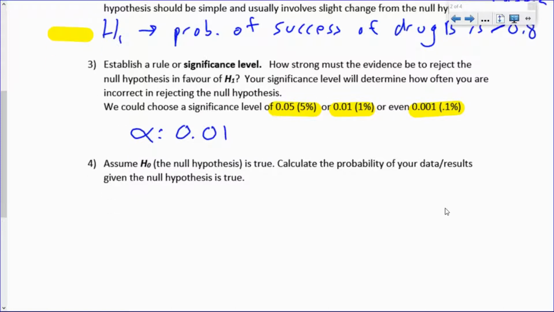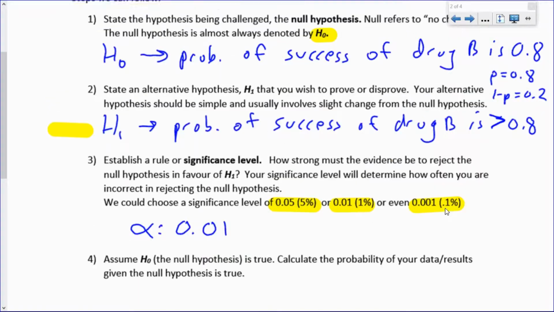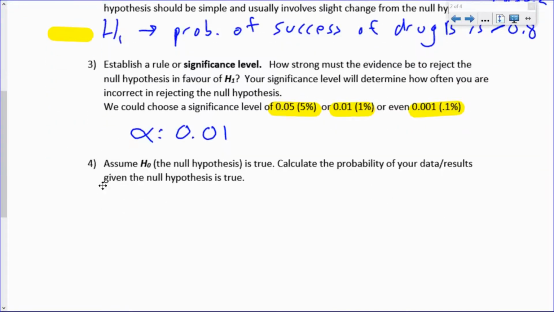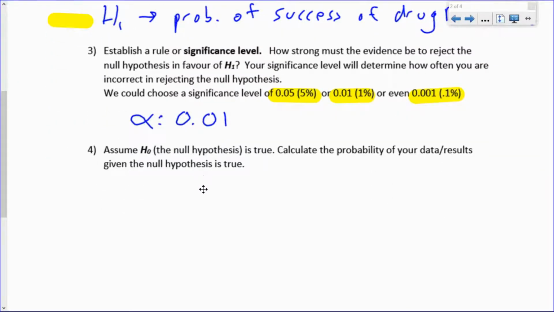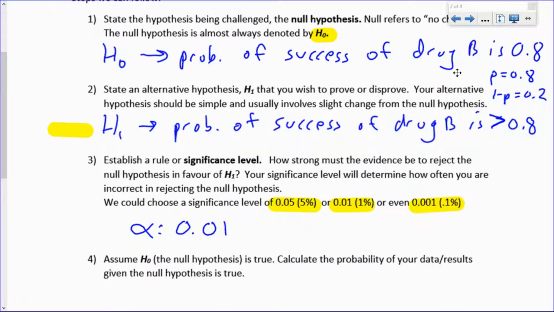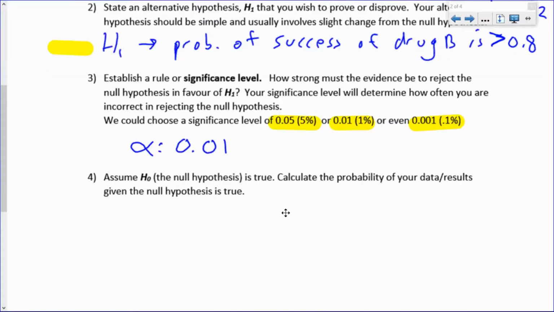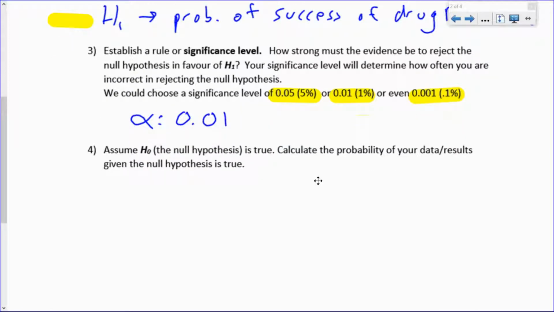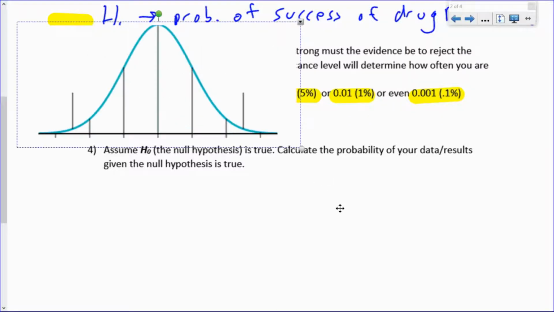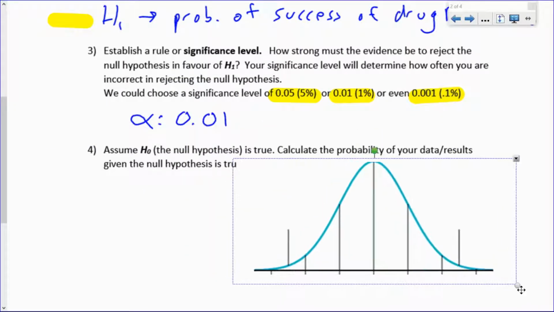So I know this is difficult to understand. We're kind of saying, let's assume that drug B is 80% effective. What is the probability that we got this result in our study just by chance? So think about what we're doing here. And I'm going to put a picture up here on the screen. There it is. That's our normal curve.